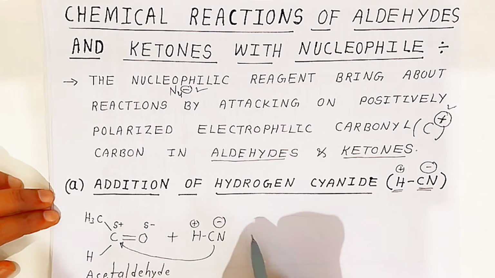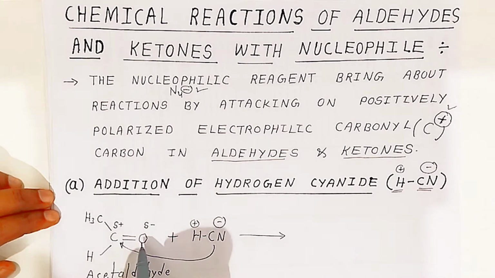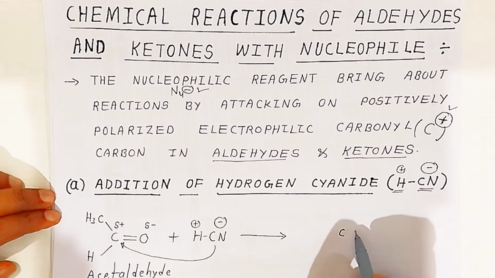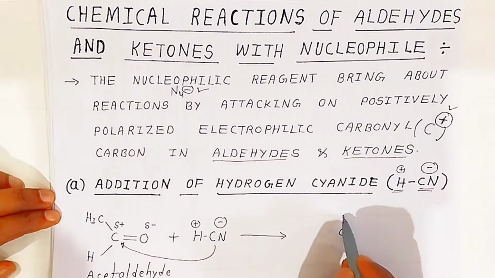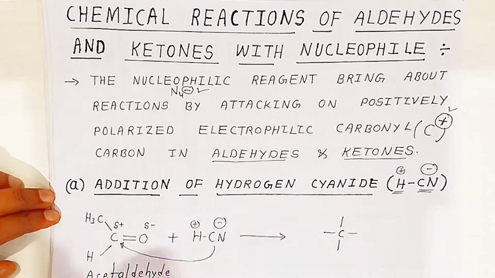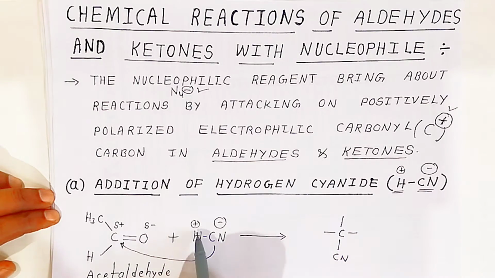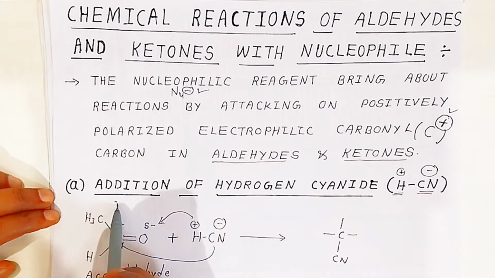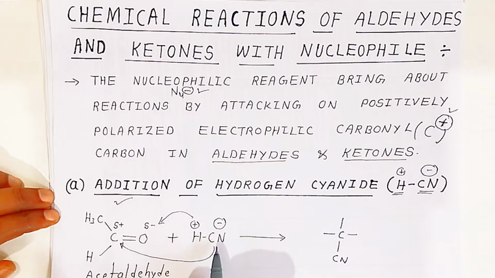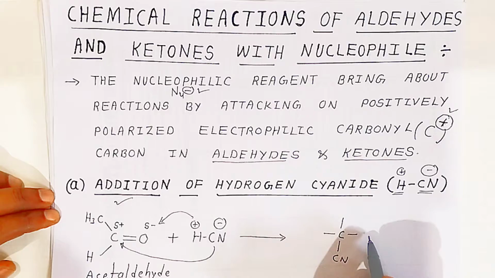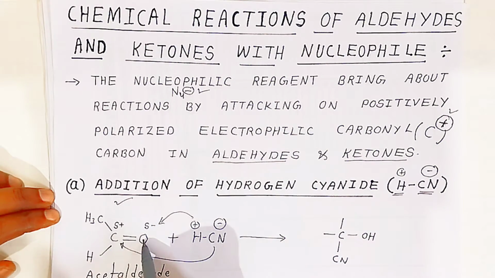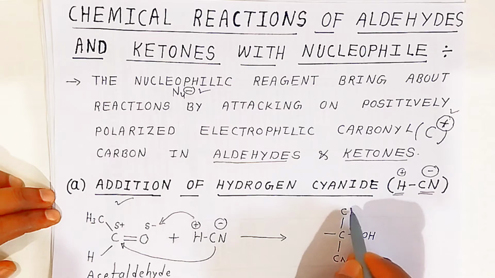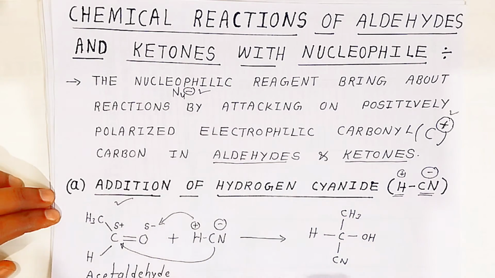And what happens, students, when it attacks? This carbon-oxygen double bond will become a single bond like this. So the cyanide will be added and this hydrogen will go to this point. That means the whole molecule will be added, which is why it is called an addition reaction. The nucleophile is added and the hydrogen goes to the negative charge. This hydrogen will go to the oxygen and form OH, and your methyl group will remain as it is and the hydrogen will remain as it is.